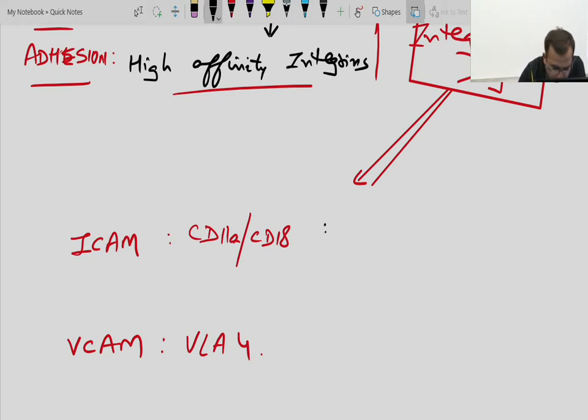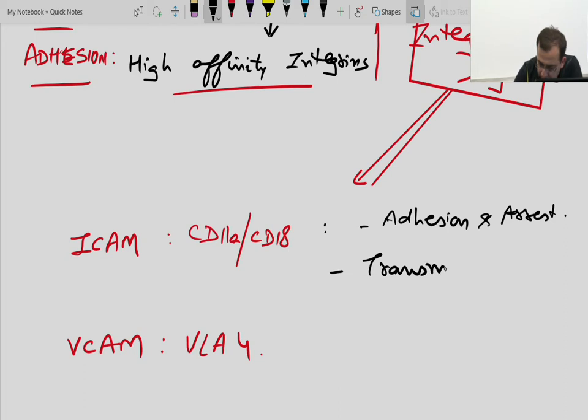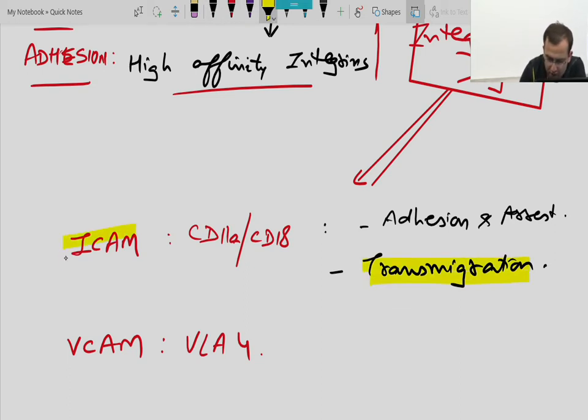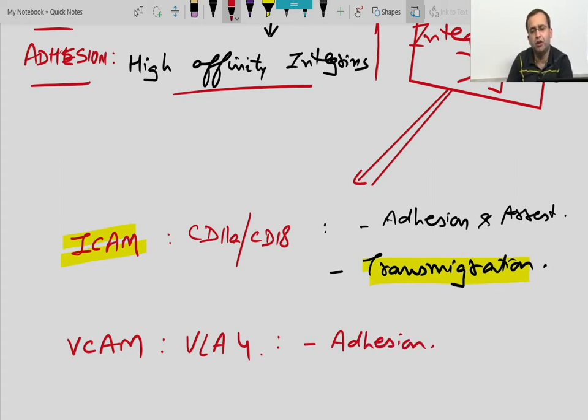Next point, what is the role of ICAM? One, we have already seen, it is useful for adhesion and arrest of cells, followed by transmigration of leukocytes. Extremely important, and this was what was asked. ICAM is for transmigration versus VCAM, which predominantly plays a role in adhesion only. This is margination, rolling and adhesion.